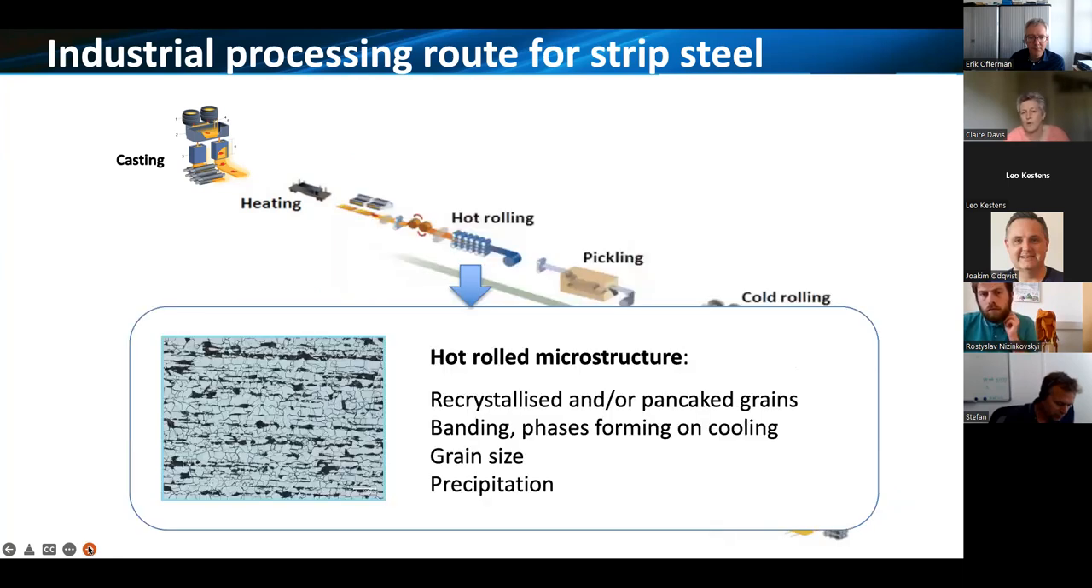Moving on to the hot rolling process, the microstructural phenomena that tend to be occurring here are things like recrystallization, or rolling below the non-recrystallization temperature and getting pancake grains where our austenite grains become elongated. We get phase transformation on cooling. We'll potentially have a banded microstructure because of the segregation behavior. And we need to consider the grain size and indeed precipitation that's going on during that process.